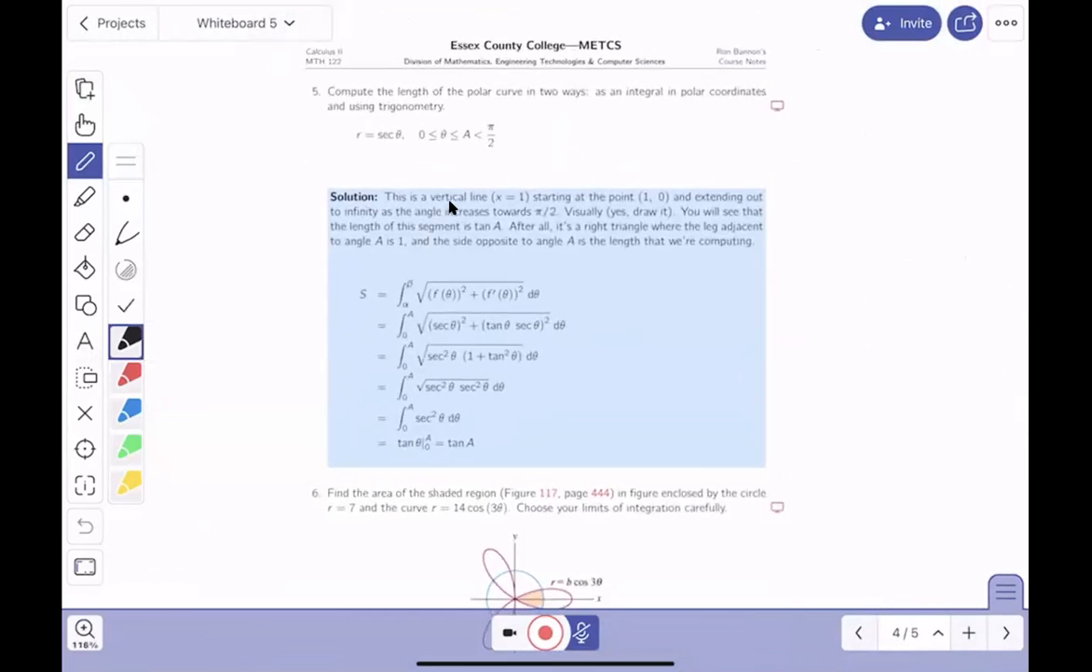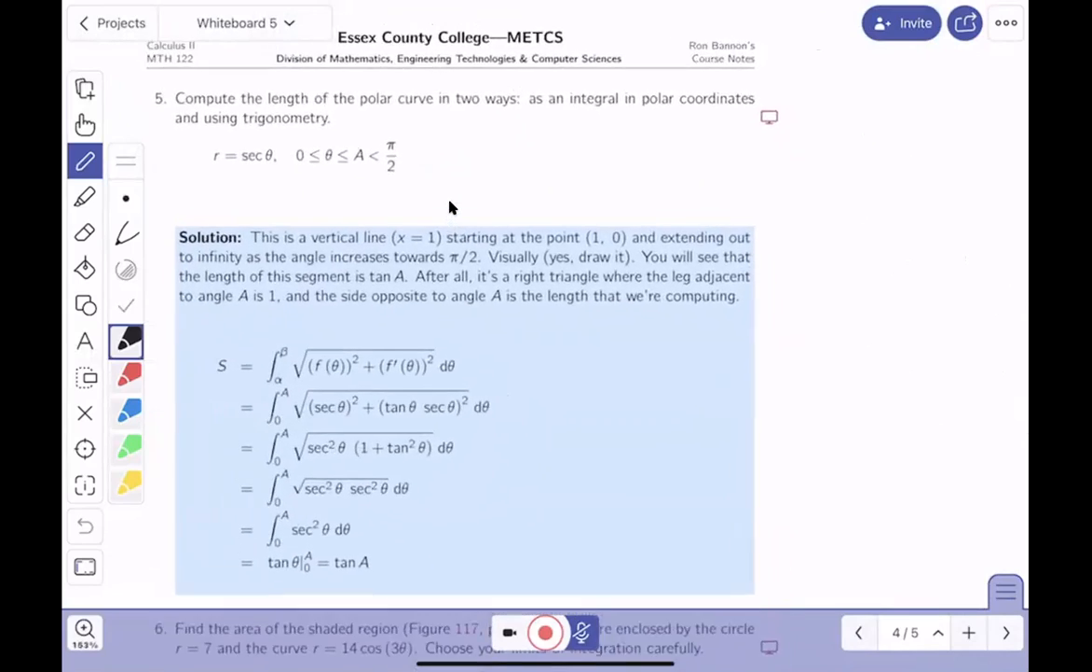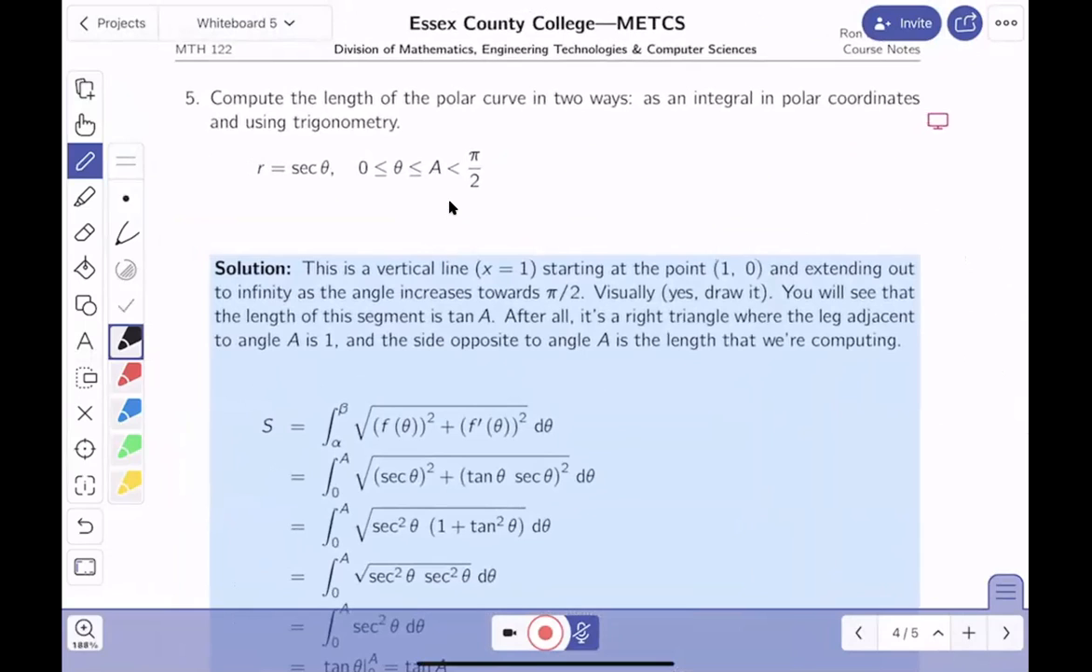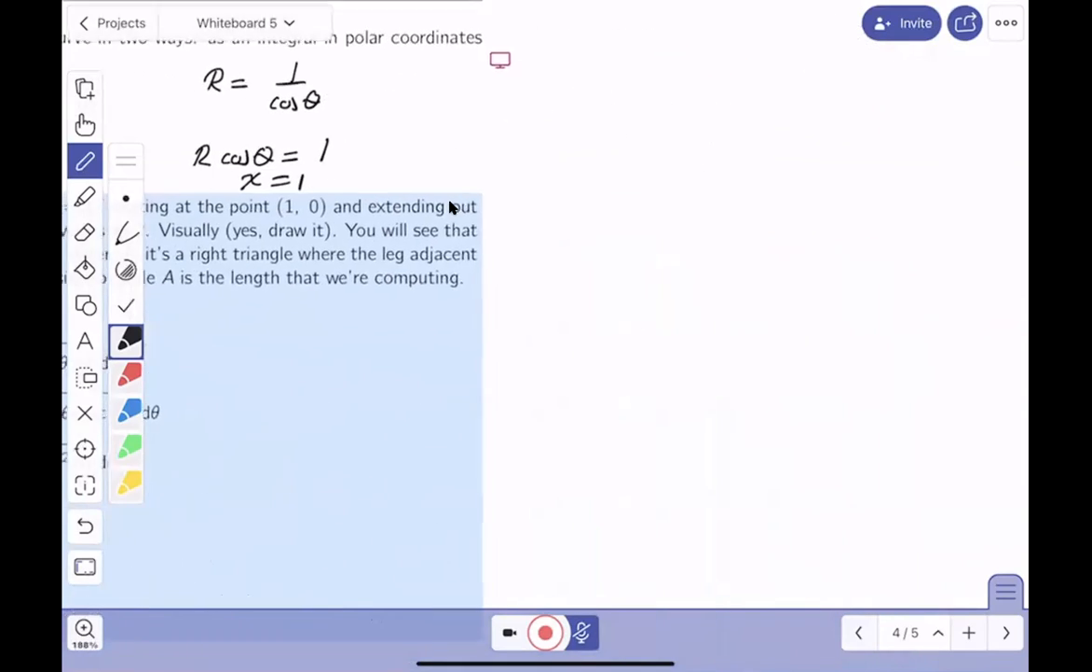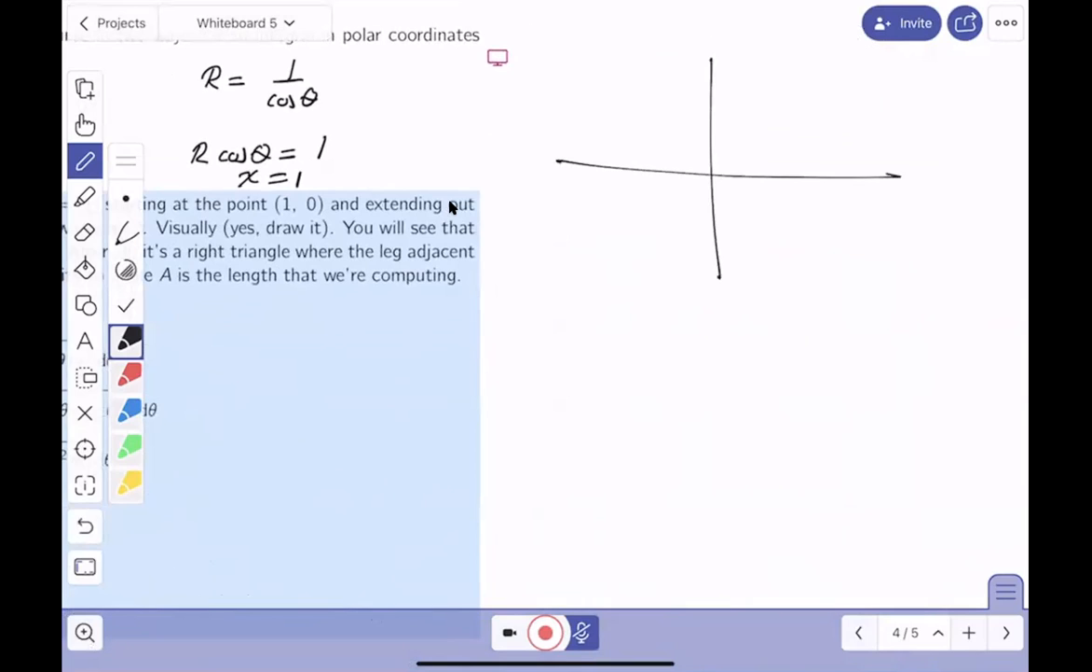Let's go to number 5. To be honest with you, I can understand if you haven't seen a question like this before, it might seem rather tricky, but I'll go through it with you. I don't like secant, so I'm going to write r is, well, secant is 1 over cosine, right? I'll get rid of the fraction: r cosine theta is equal to 1. And r cosine theta, I recognize, is just x. So what is this going to be? If I were to graph it out, x equals 1 looks like this over here.